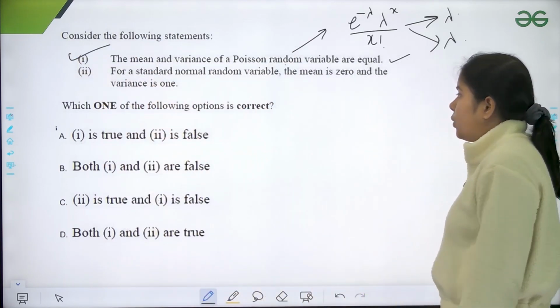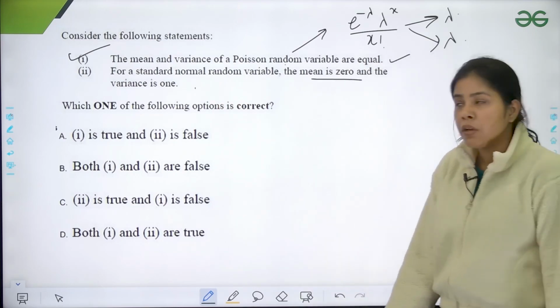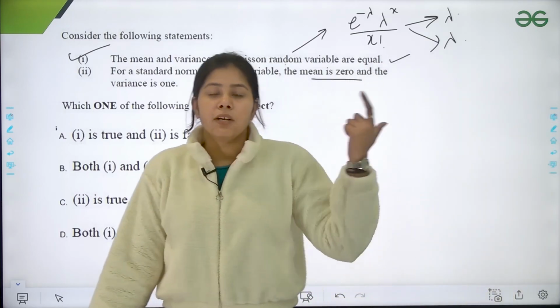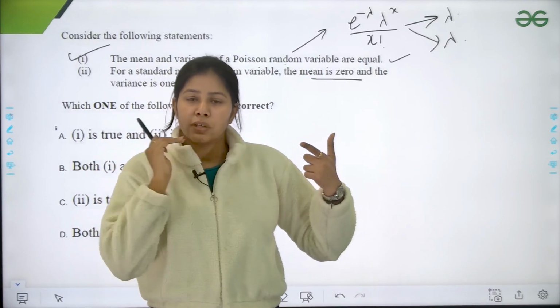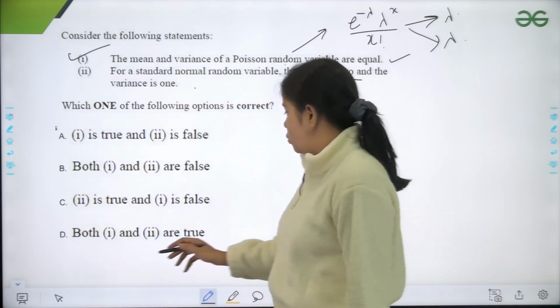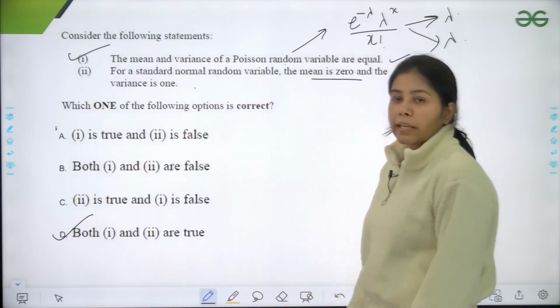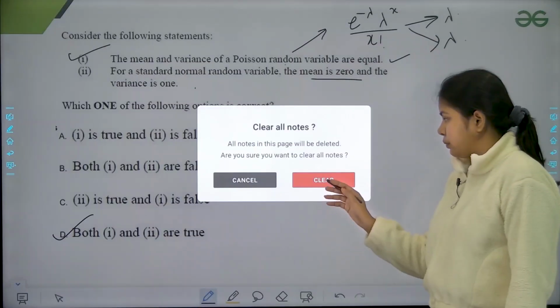Right? For a standard normal random variable, the mean is 0 and the variance is 1. Yes, that is the definition of a standard normal variable. In a normal distribution, we have mean mu and variance sigma. If I replace mu with 0 and variance with 1, we get the standard normal distribution. So that means in this case, both the first and second options are true.